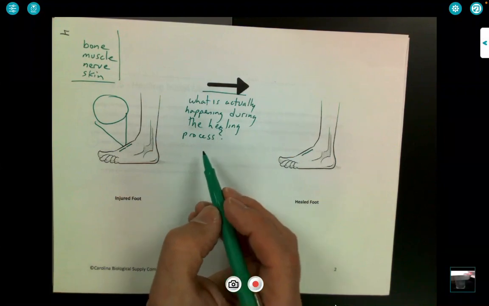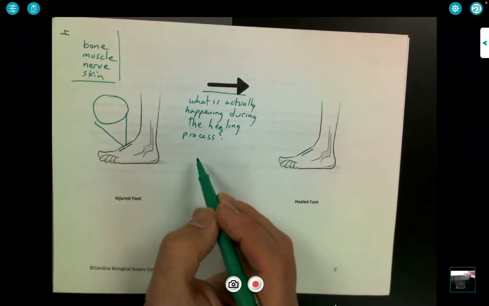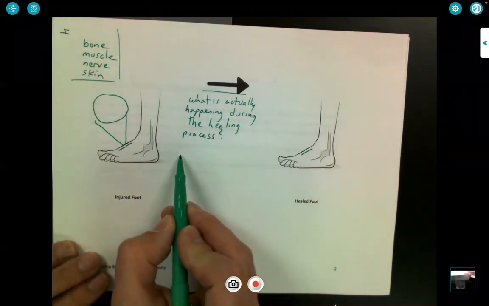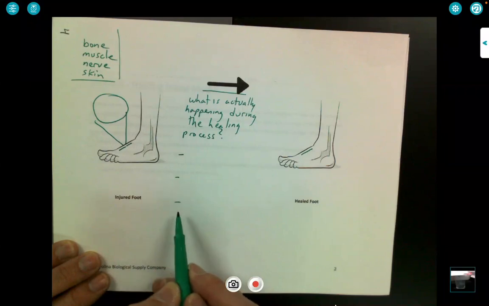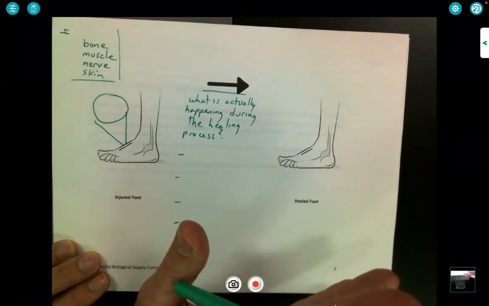So if you can come up with, I don't know, maybe 3 or 4 ideas about how the healing process might actually work, that's great. You can just do bullet points here if you want. So 3 or 4 ideas about what's happening during the process. Don't mention that something was broken.